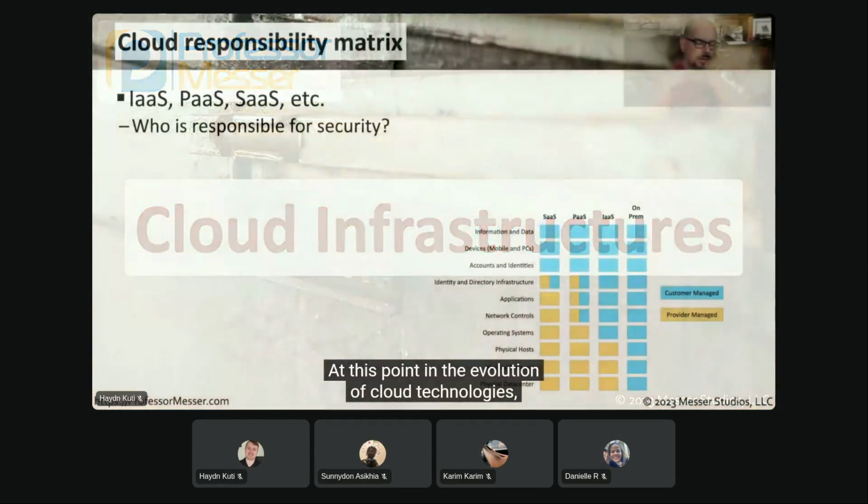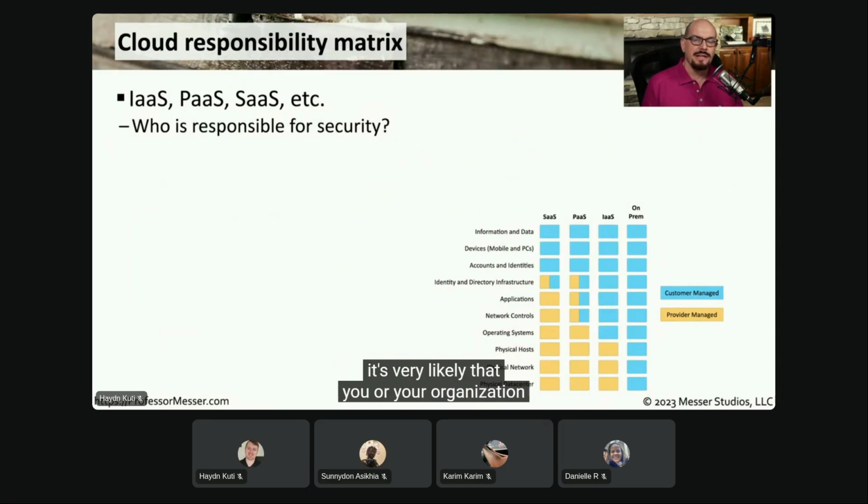At this point in the evolution of cloud technologies, it's very likely that you or your organization has one or many applications running in the cloud. These could be running as infrastructure as a service, platform as a service, software as a service, or one of the many other types of services available in cloud-based infrastructures. But in all of these cases, the question still remains, who is responsible for the security for all of these different cloud-based systems?